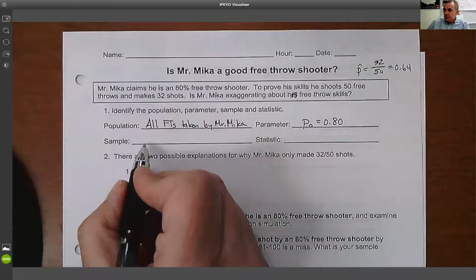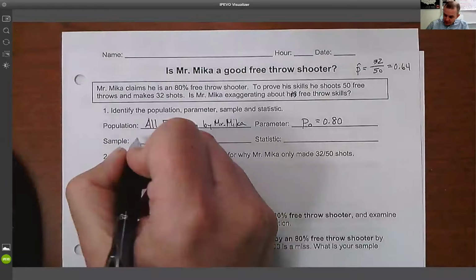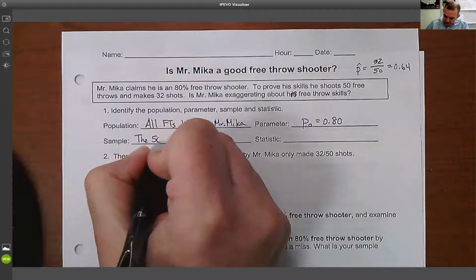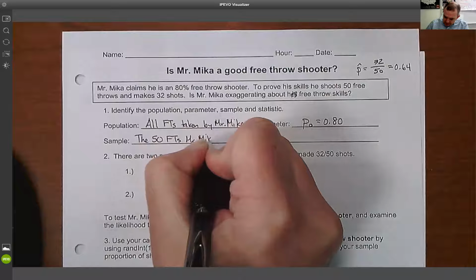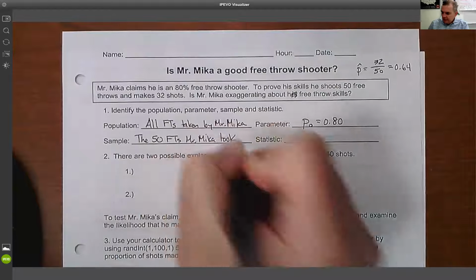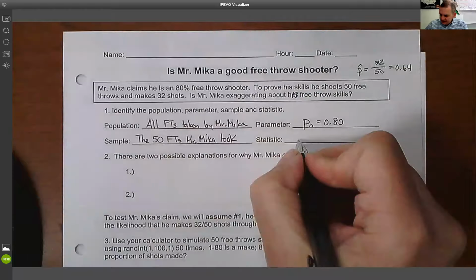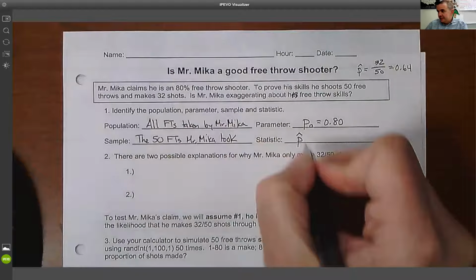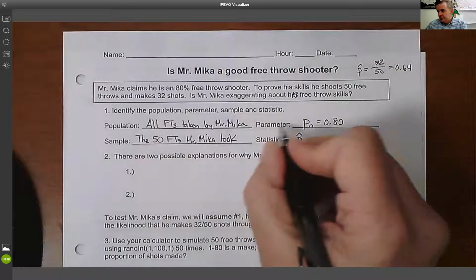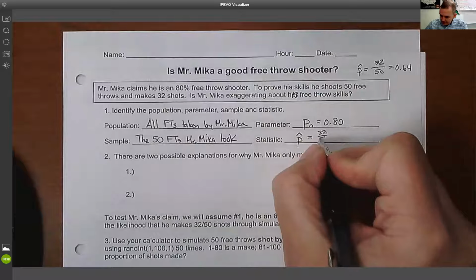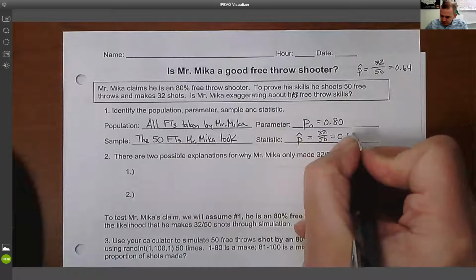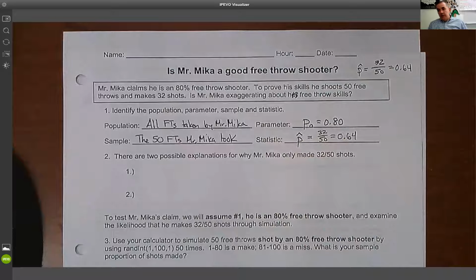Okay, now we're going to look at the sample. The sample is the 50 free throws Mr. Michael took. And in this case, we're going to get a statistic. The statistic is P hat. P hat is statistic, P naught is parameter. And that's going to be that number I wrote up top, 32 out of 50, 64%. So when I look at this, it's not 80%. It's a lot less than 80%.